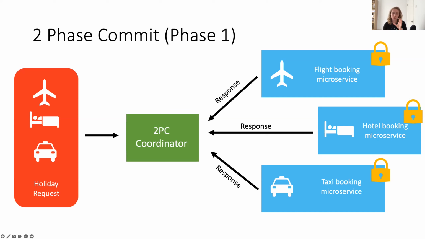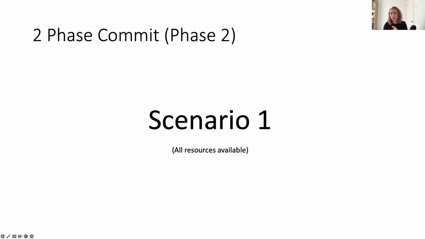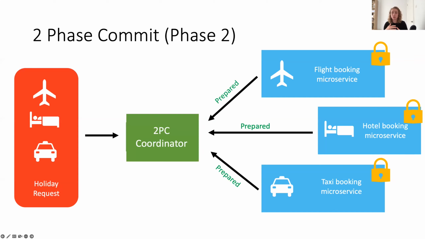So we're going to take a look at two scenarios. One scenario is an ideal world where all our resources are available. The other scenario is a more realistic scenario, especially in the current climate, where we do not have a resource available. We're going to see what happens for both. So in this scenario, as I said, all resources are available. So the response back from each of those microservices is that they prepared the resource, they're all ready to go. So they've reserved that resource for our transaction.